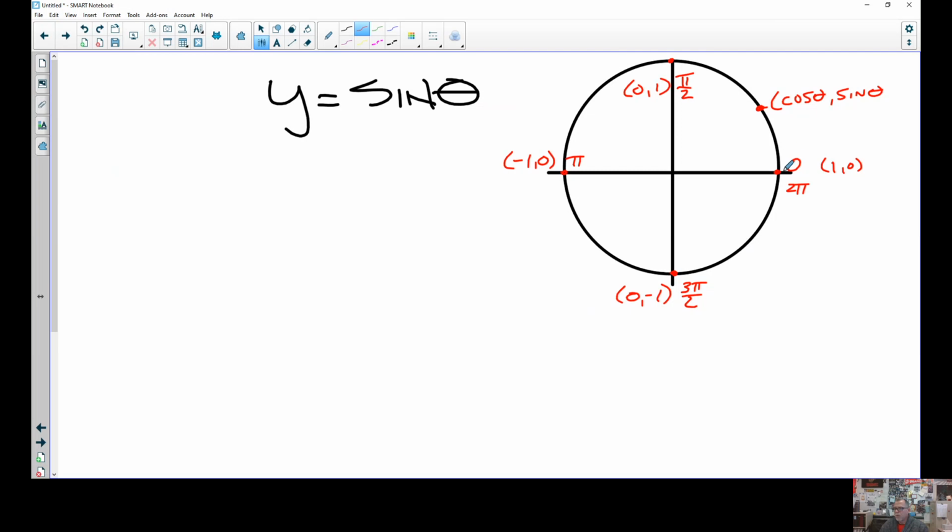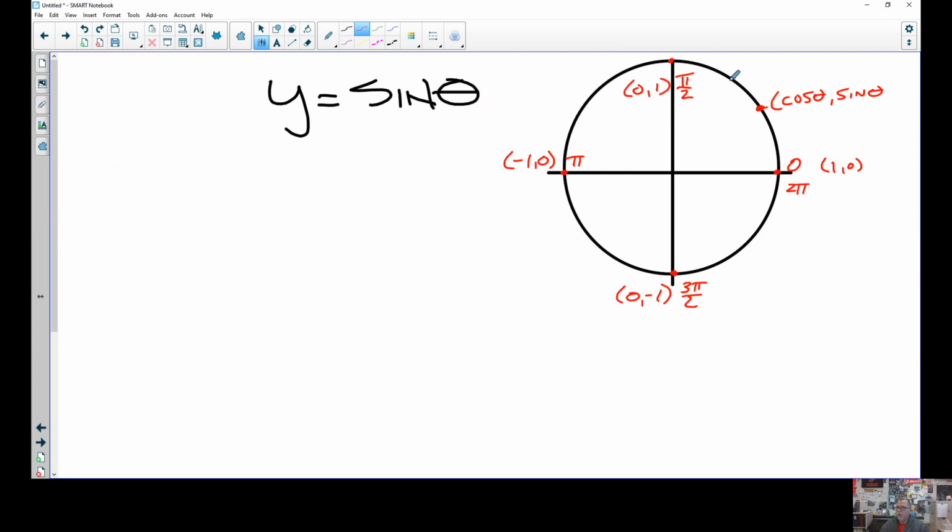So when I talk about the sine at 0 radians, the sine would be 0. Then I go to pi over 2, the sine is 1, right? It's this y value here. When I go to pi, the sine is 0. When I go to 3 pi over 2, sine is -1. When I get to 2 pi, it's back at 0 again, starting the same cycle over.